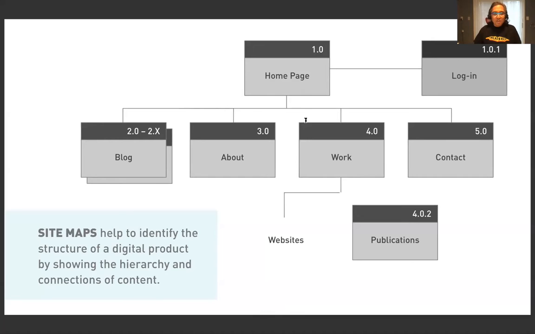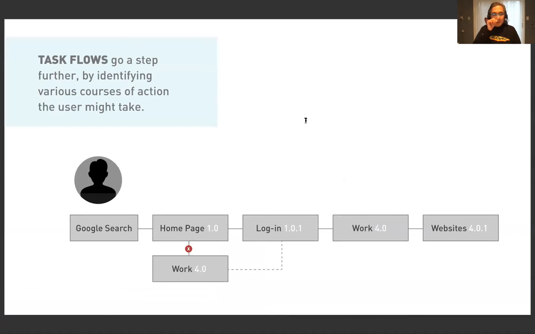Sitemaps help to identify the structure of a digital product like a website or an app by showing the hierarchy and connections of content. So you started doing sitemaps with last week's assignment, and then you're going to refine them in this week's assignment. Task flows go a step further by identifying the various courses of action that a user might take. So if you've been to Wawa and used the kiosk, there are certain steps that you would go through to order a sandwich or whatever else you're getting at Wawa. So this is the same thing. You enter the site at a certain point, and then you follow through some steps to complete some kind of task.